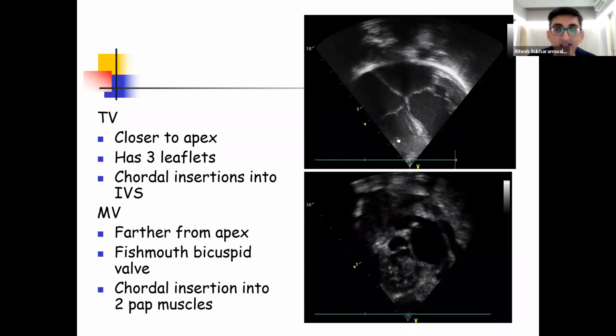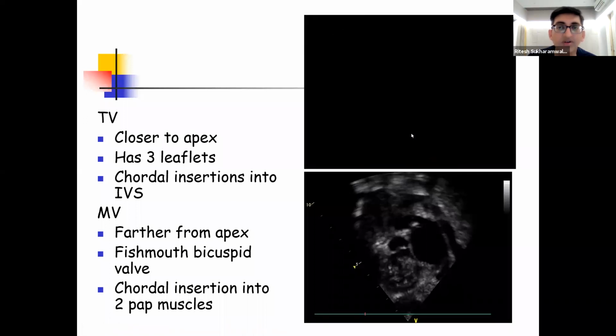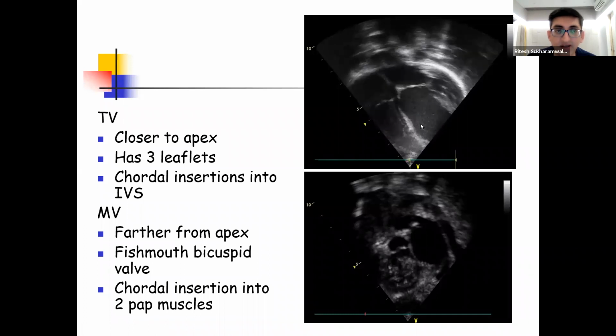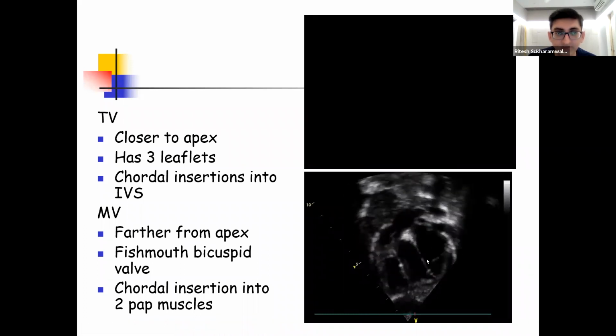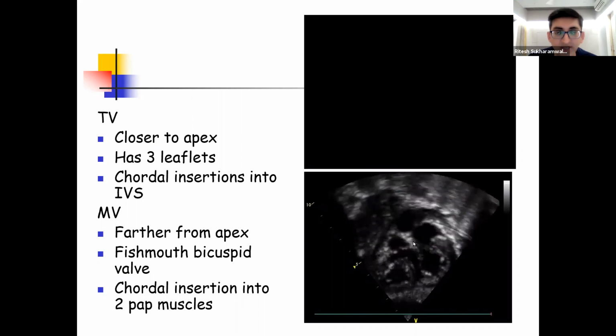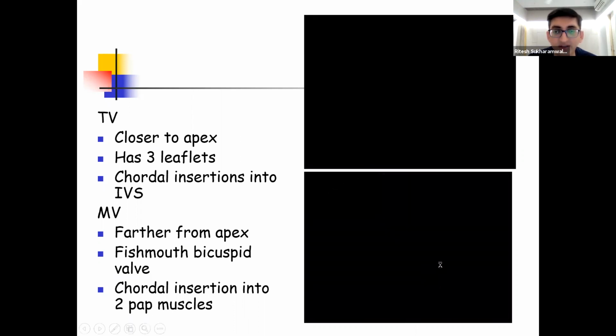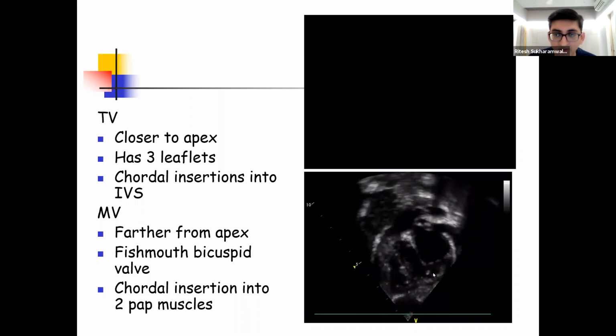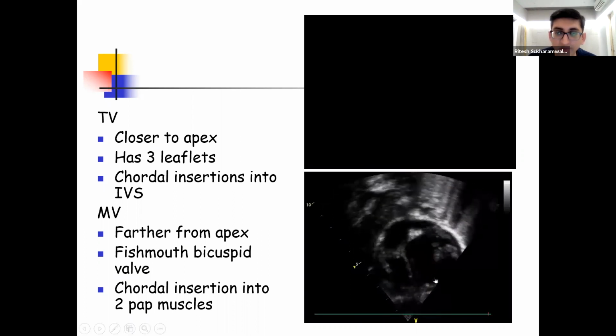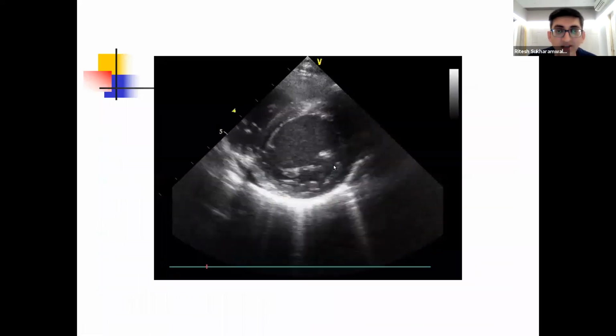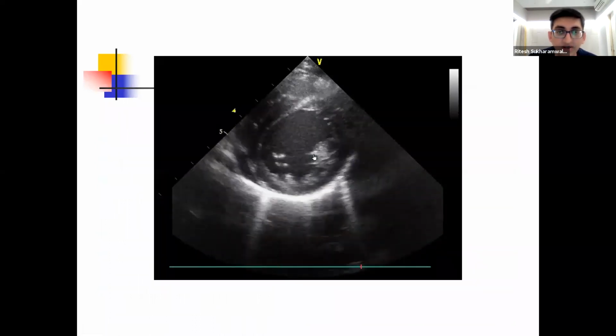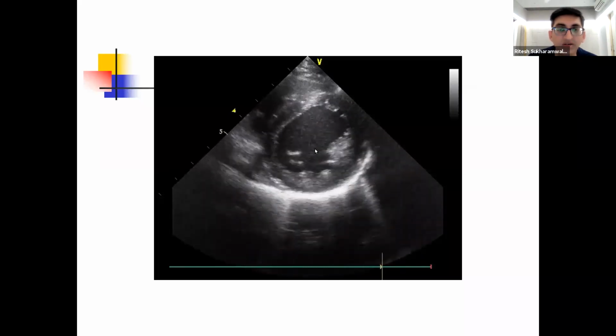It has three leaflets and also has the insertion on the interventricular septum. In case of the mitral valve, the valve is far from the apex. At the same time, it has two insertions, on the papillary muscles, and there is no insertion on the interventricular septum. The mitral valve has a characteristic fish mouth bicuspid type of appearance in short axis. What we can see over here is the fish mouth appearance of a bicuspid mitral valve.